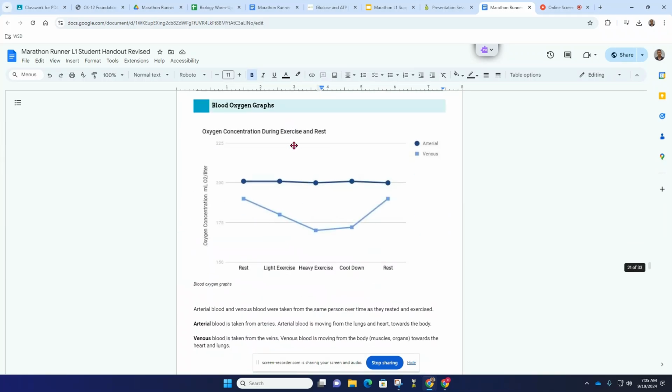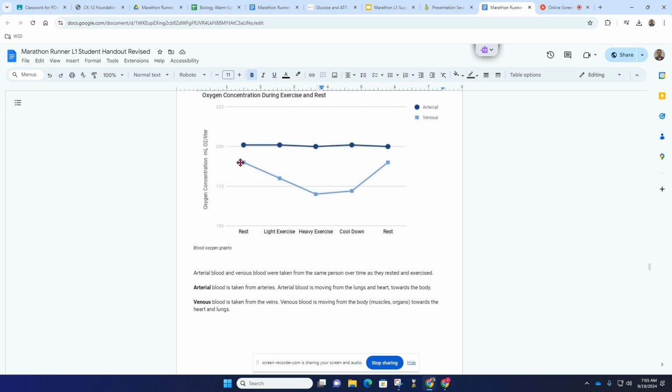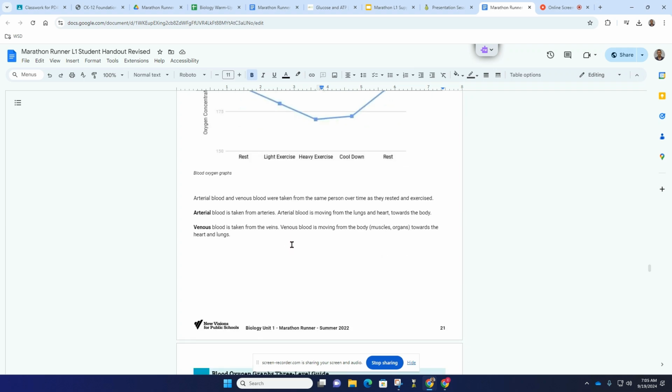Fellow scientists, the purpose of this video is going to be to work through your blood oxygen graphs, which are on pages 21 through 27 of your student guide. So for this activity, we're just looking at how to use data. So we're going to be doing some things with this graph here.